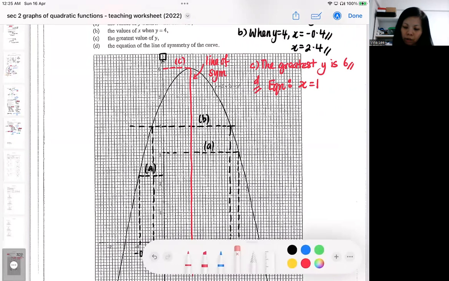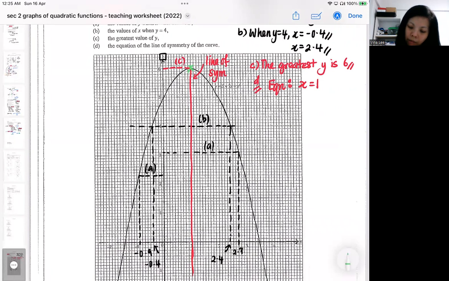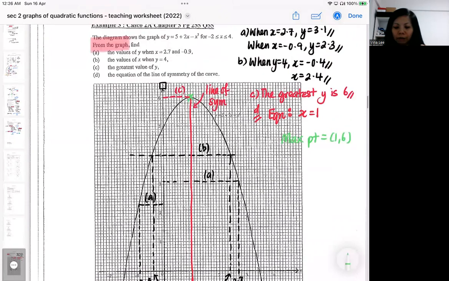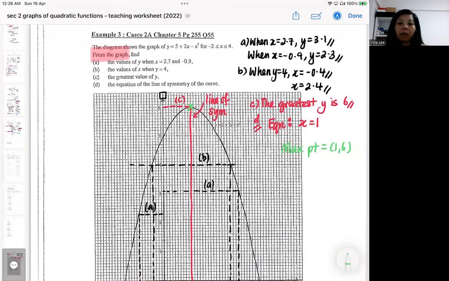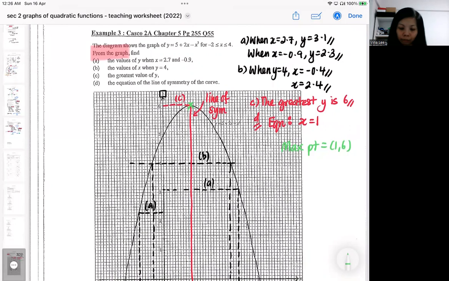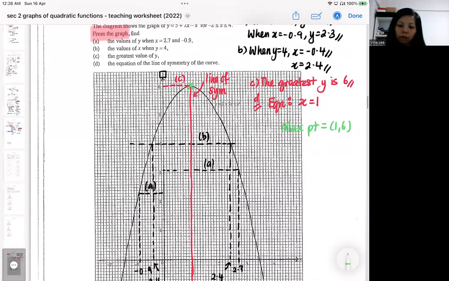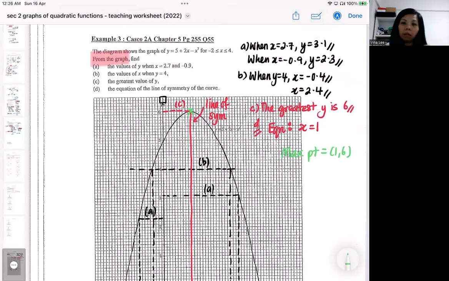Sometimes in this question, they may even ask for the maximum point. The maximum point is quite easy. In this case, the question never asked, but I'm just going to tell you. The maximum point is (1, 6). It's a very easy kind of thing. Whatever they want, you read and answer them accordingly. But yet, some students have a lot of mistakes when it comes to graph questions. When they draw it for you, things are very easy. Subsequently, there will be questions where you actually need to draw according to the scale that is provided to you.